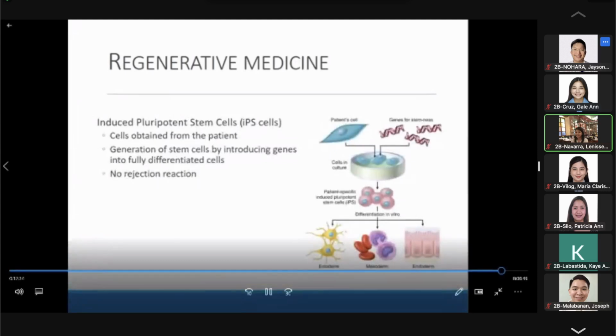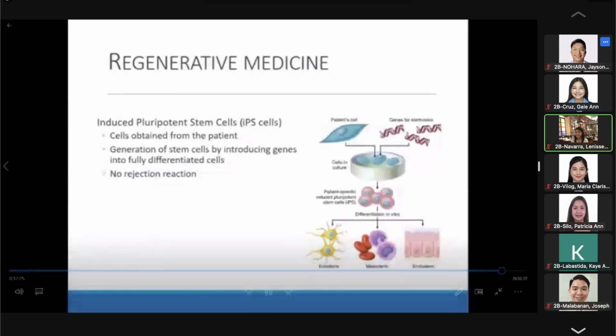So in regenerative medicine, genes can reprogram differentiated cells to become stem cells. Induced pluripotent stem cells are obtained from patients, and usually for these cases, there is no rejection reaction.